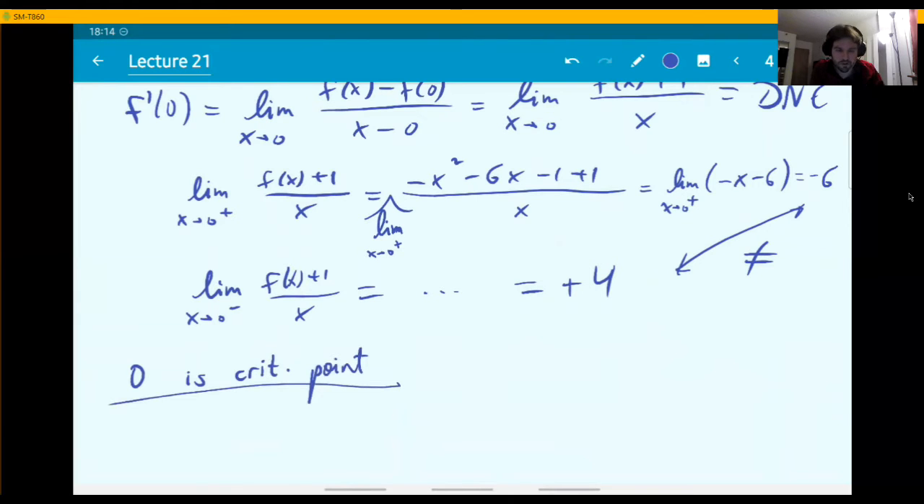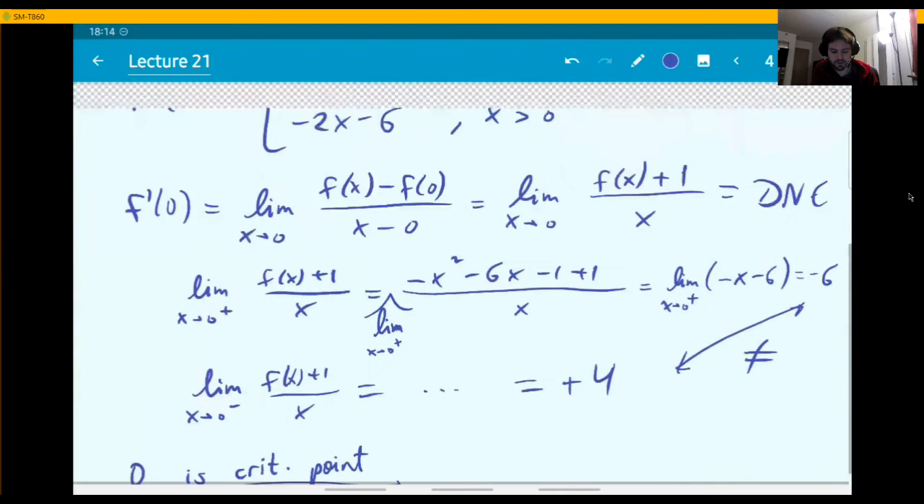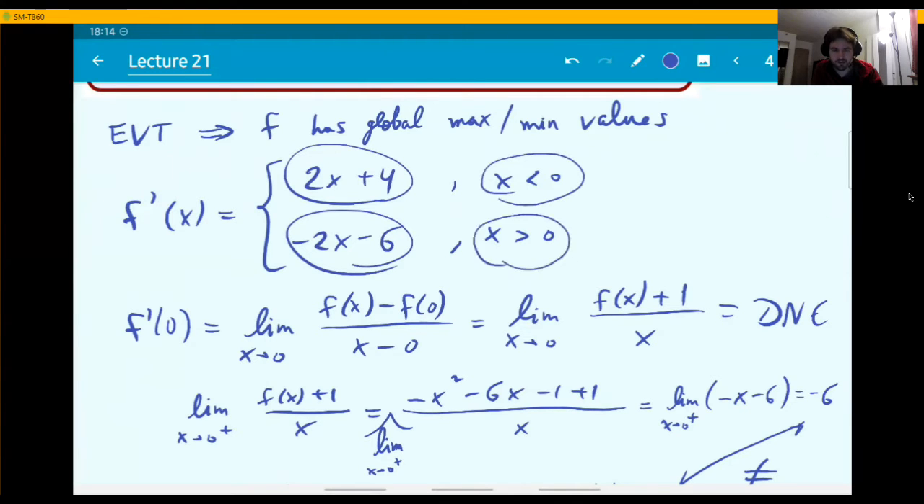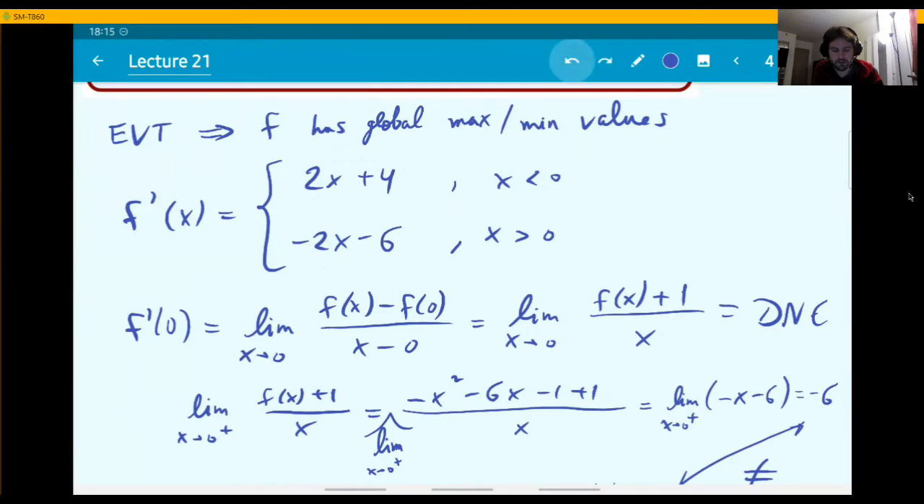Because f prime of 0 does not exist. But now, what about locations where f prime is equal to 0? Those are also called critical points. So let's go back to the formula of f prime. Here it is. These expressions are going to be 0 at certain locations. As long as those locations agree with where the expressions are valid, you do have these restrictions here, then you can say those would be corresponding critical points.